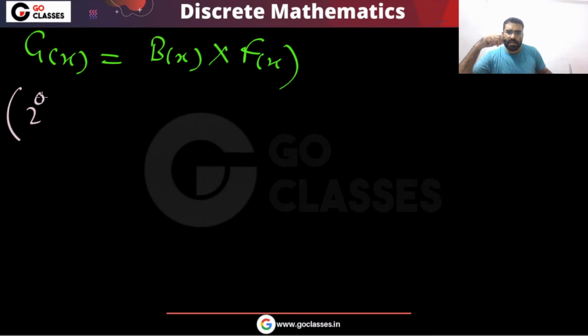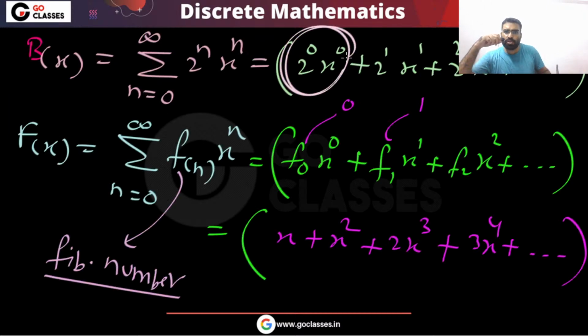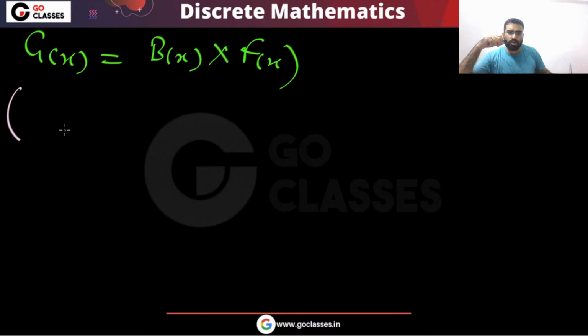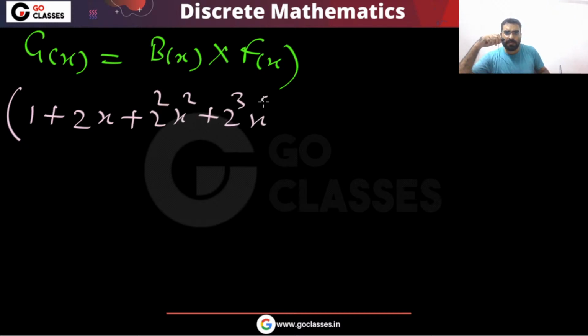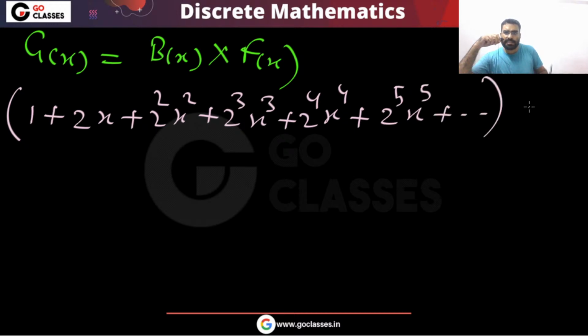What is bx? That is 2 power 0 x power 0, which is 1. Then 2 power 1 x power 1, 2 power 2 x power 2, 2 power 3 x power 3, 2 power 4 x power 4, 2 power 5 x power 5, and so on. This is your bx.